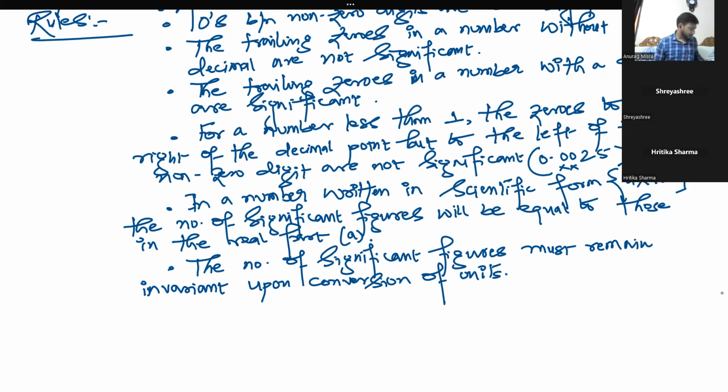Okay. Say for example, we take a question that has come in the exam to count the number of significant figures.